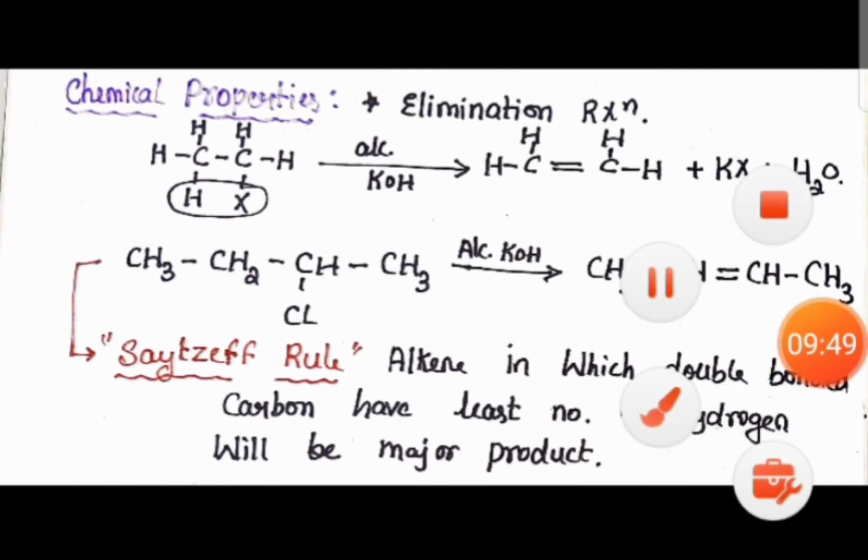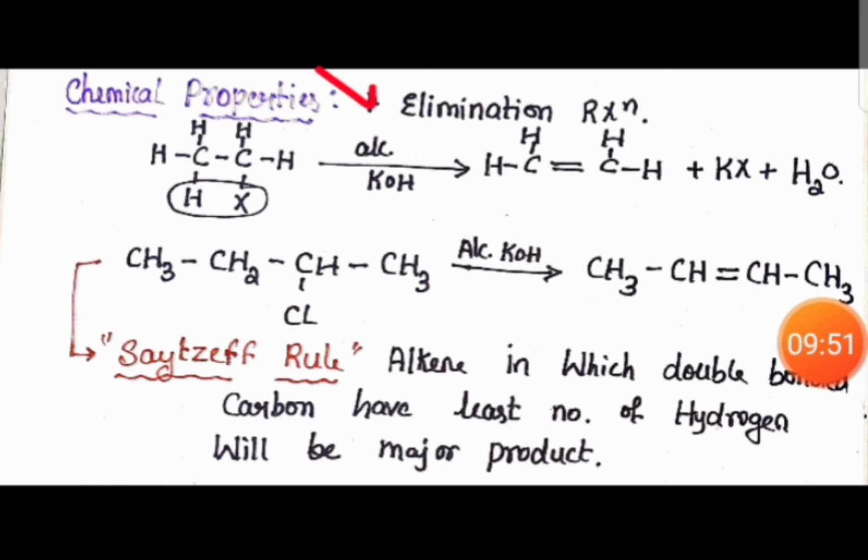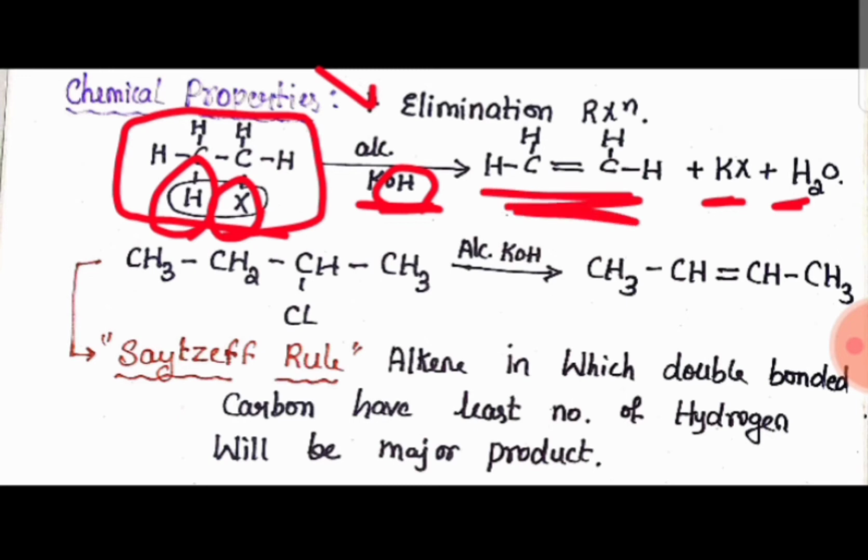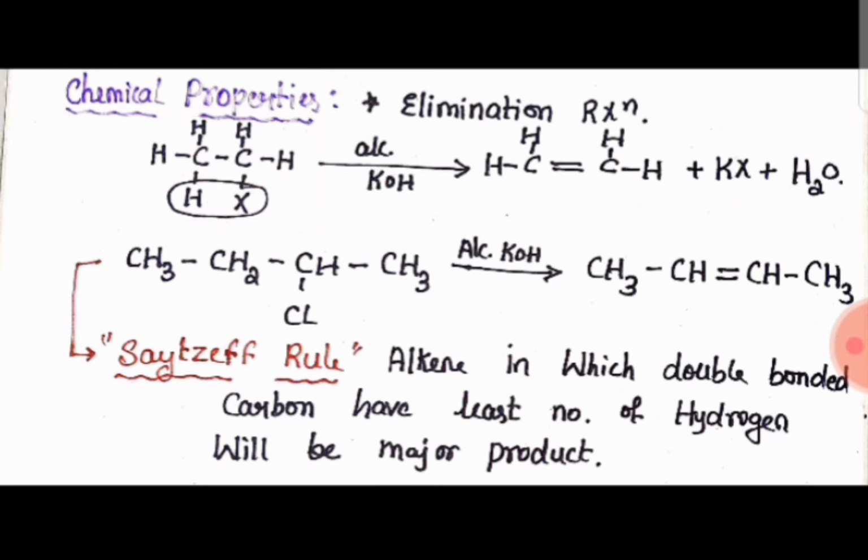Next, in the chemical properties, first we will discuss the elimination reaction. So this is a haloalkane. During the elimination reaction, when we treat it with alcoholic KOH, from the alpha carbon atom there is a release of halogen as potassium halide, and from the beta carbon atom there is a release of hydrogen that reacts with OH to form water, and we will get the respective alkene, with a carbon-carbon double bond.